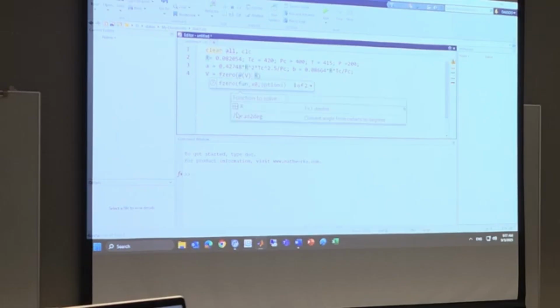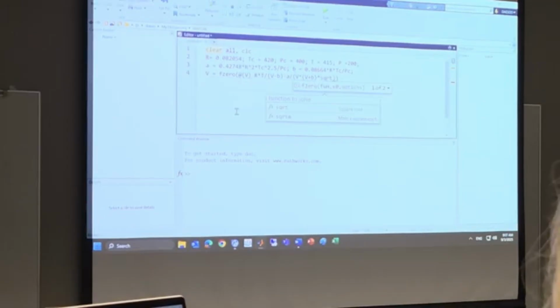And I have the equation R times T divided by V minus B, minus A divided by V times V plus B times the square root of T, minus P, and our initial guess, you can put any value, maybe 1. That's the fzero function available in MATLAB.